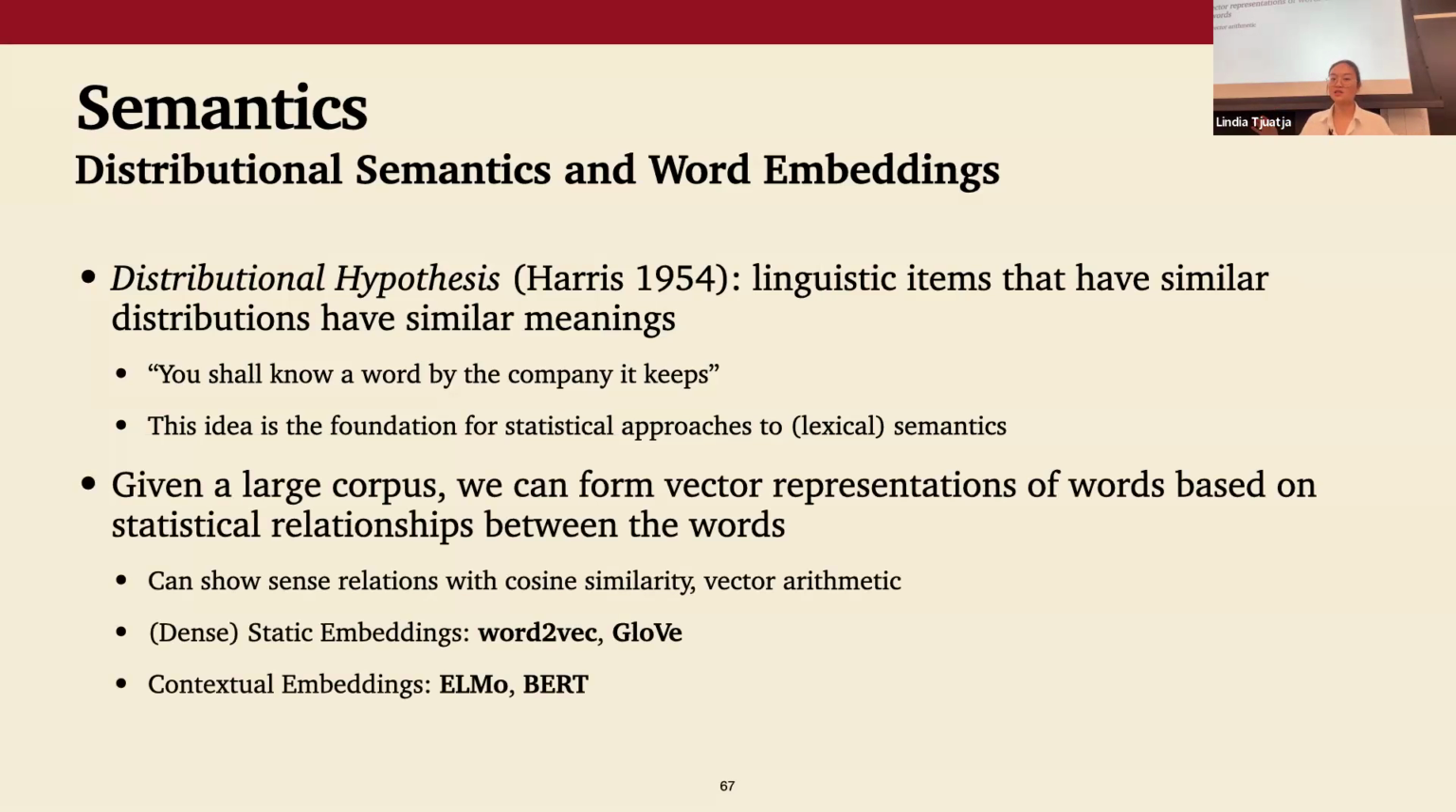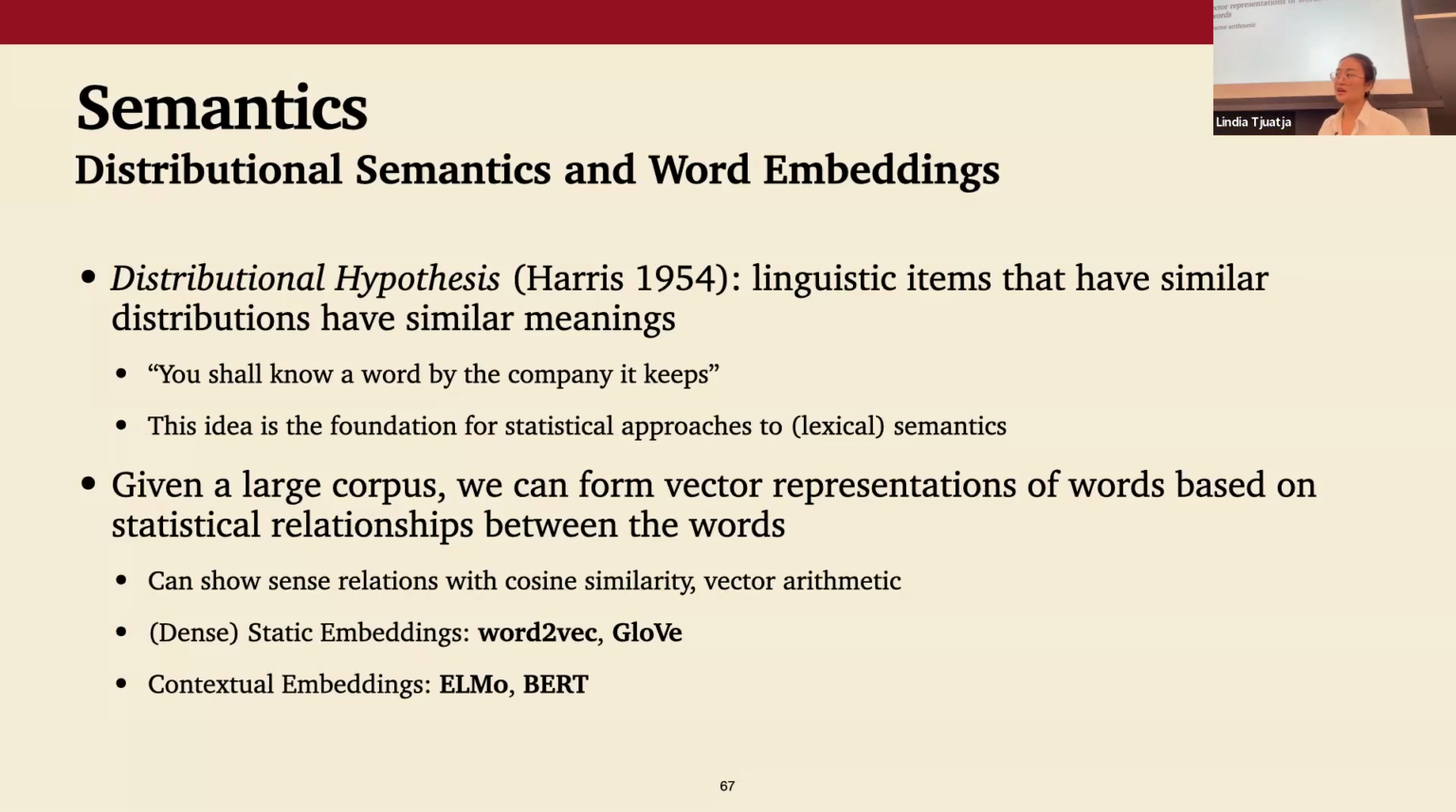I think you guys have already talked about this, but given a large corpus, we can form vector representations of words based on their relationships and where they appear in context to other words. With these vector representations, we can show sense relations with cosine similarity. If they're synonyms, they'll probably end up very close in space, so if we take their cosine similarity, it'll be very close. And if we do vector arithmetic operations, we can see analogical relationships. One example was king is to queen as man is to woman, where the resulting differences are very similar.